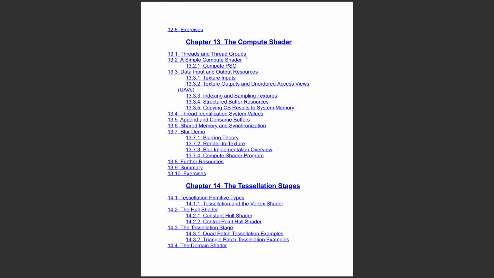We have chapter 14 on the tessellation stages. We have tessellation covering primitive types. We have tessellation in the vertex shader. We have the hull shader with the constant hull shader, a control point hull shader, a tessellation stage, with the quad patch tessellation examples, with the triangle patch tessellation examples, and the domain shader.